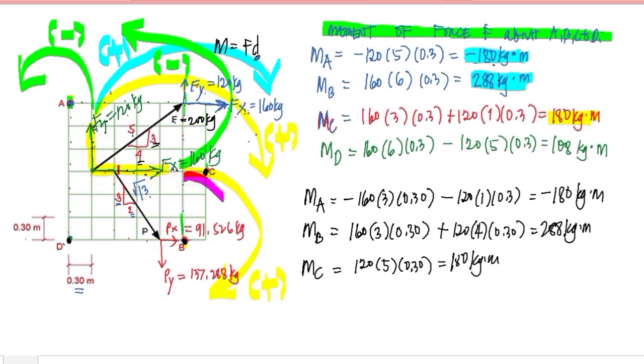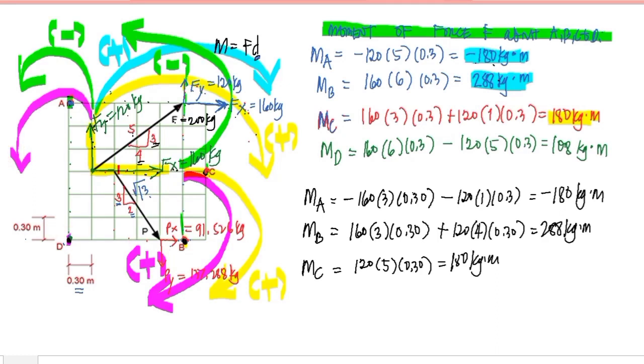For the Fx, it will rotate clockwise, so that's positive. And for the Fy with respect to point B, it will rotate counterclockwise, and it's negative. So we have here the moment at point D is equal to Fx, so that's positive rotation. It's 160. What is the perpendicular distance of Fx to point D? Since this is the line of action of Fx, therefore this is the perpendicular distance to point D. It's 1, 2, 3 blocks. So we have here 3 times 0.3.